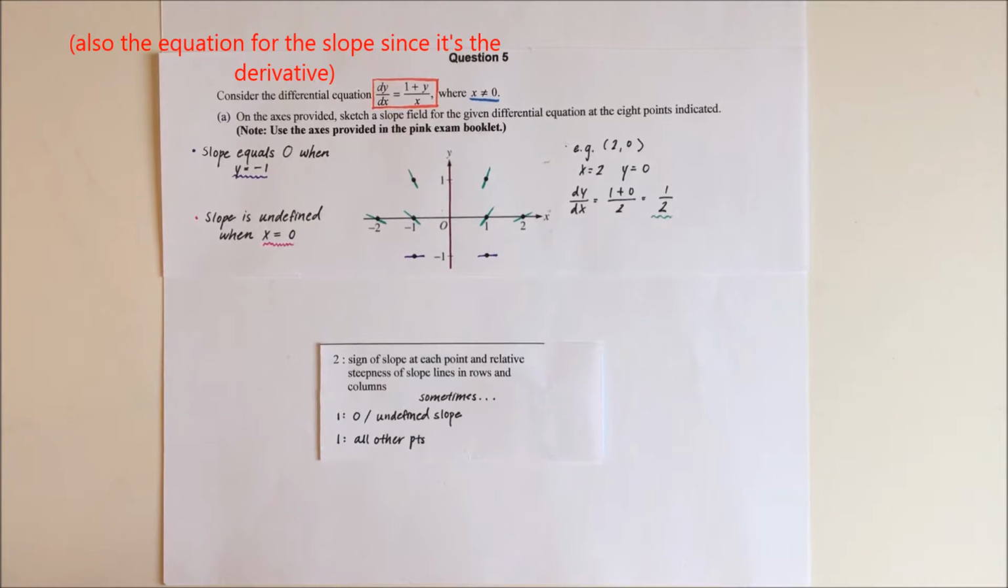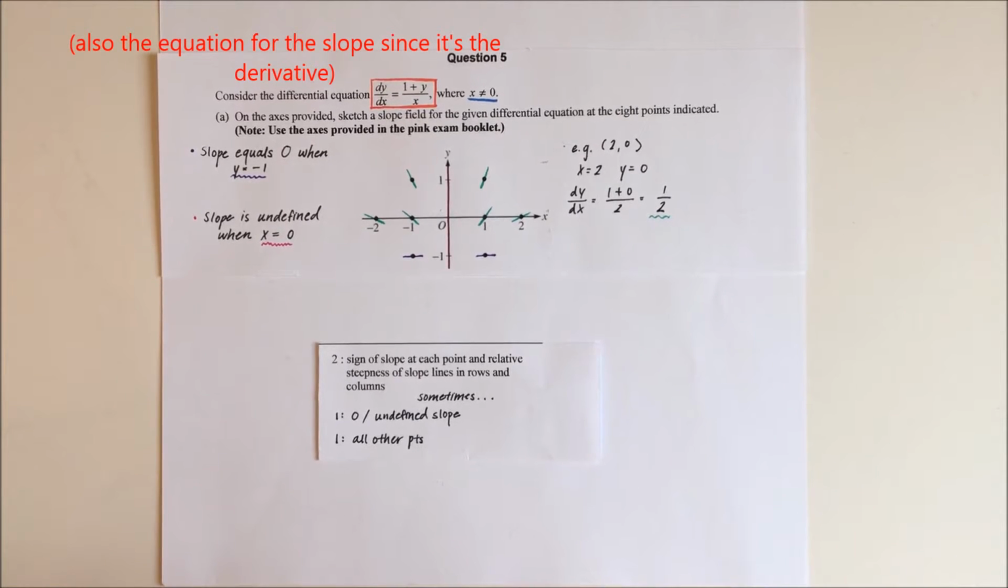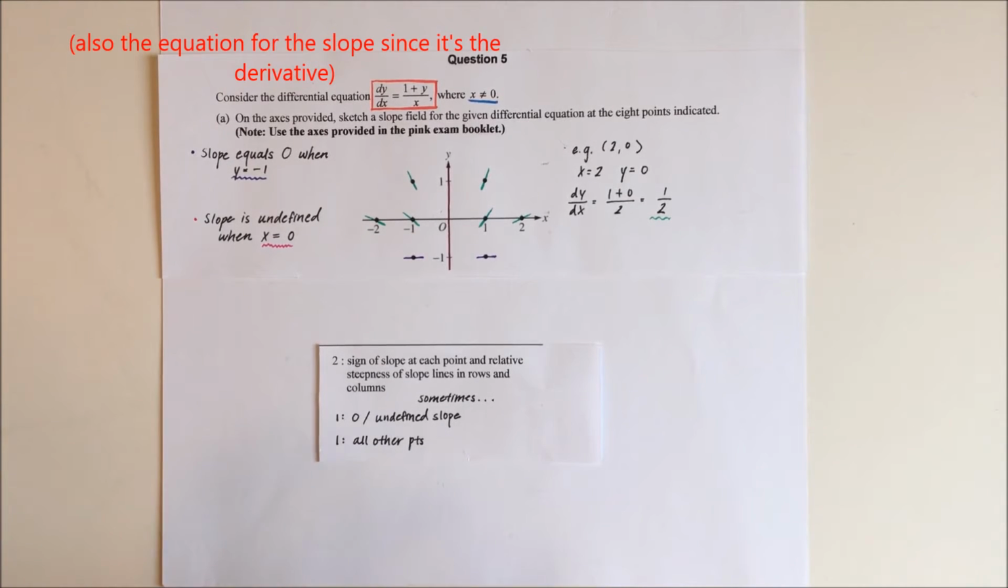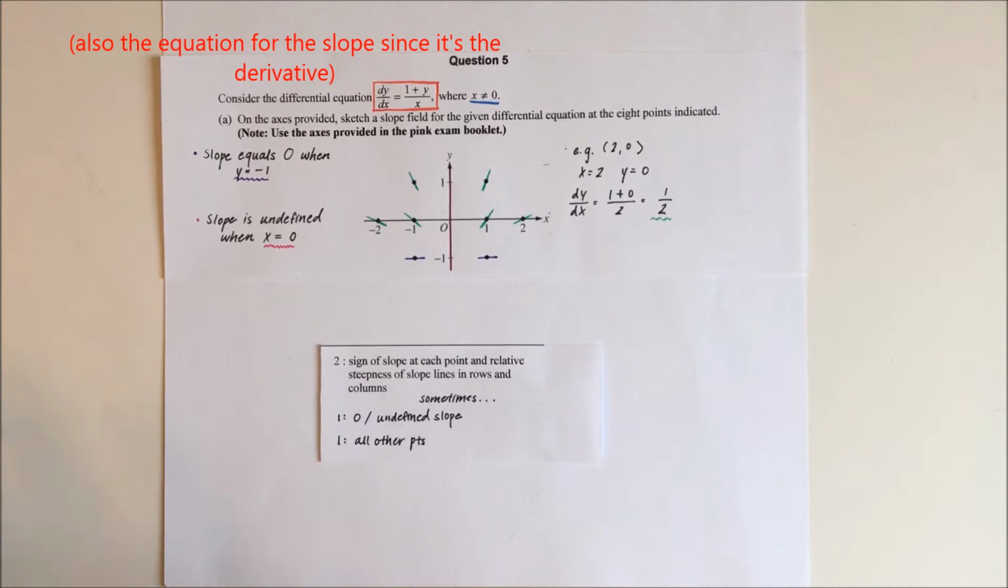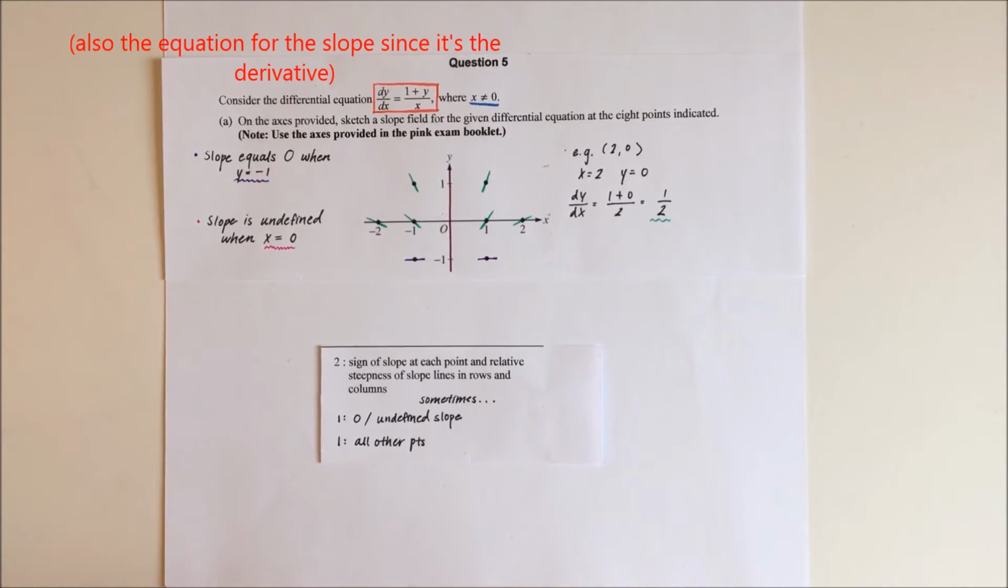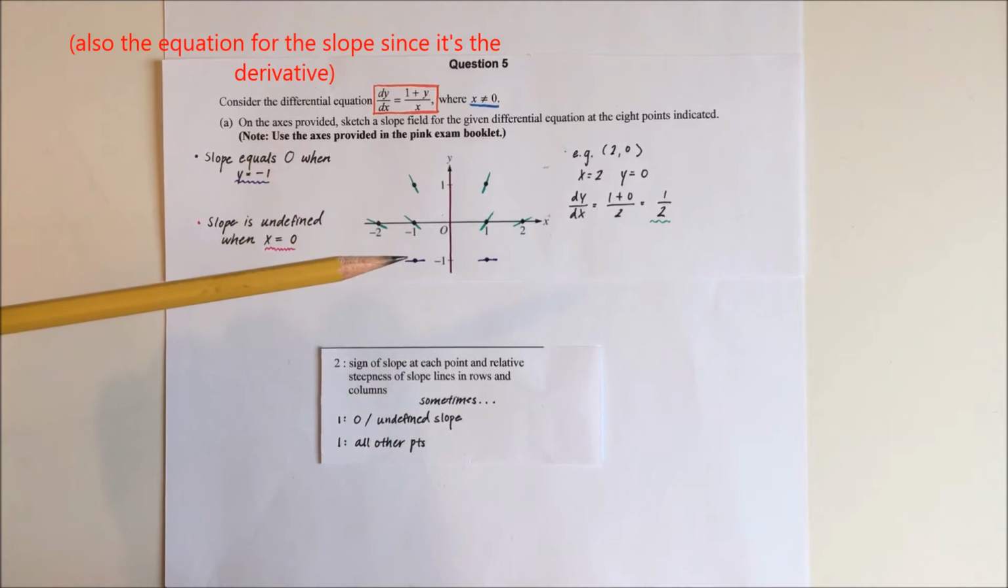The first thing we can do is find when the slope equals 0. And we can tell that the slope equals 0 when y equals -1, because when the slope is equal to 0, the numerator is equal to 0. And when the numerator is equal to 0, y is equal to -1. So for the line y equals -1, all the points on that line have a slope of 0, which is indicated by these purple lines.